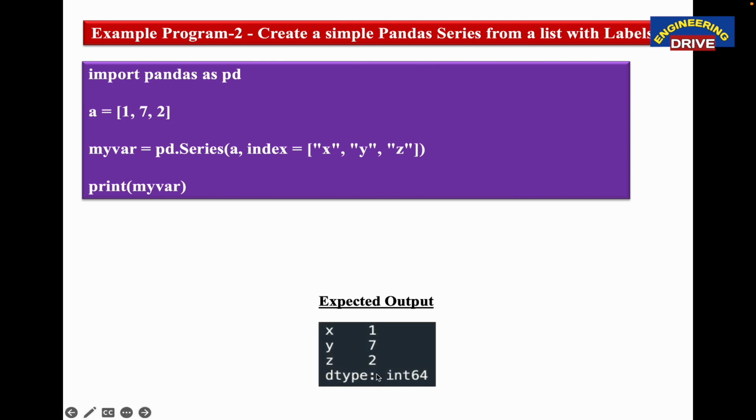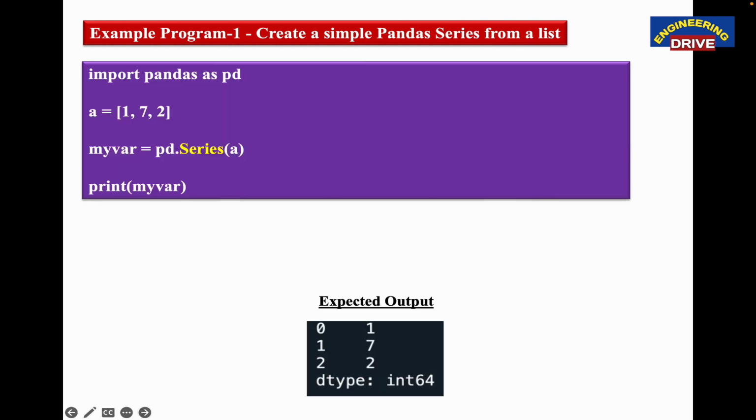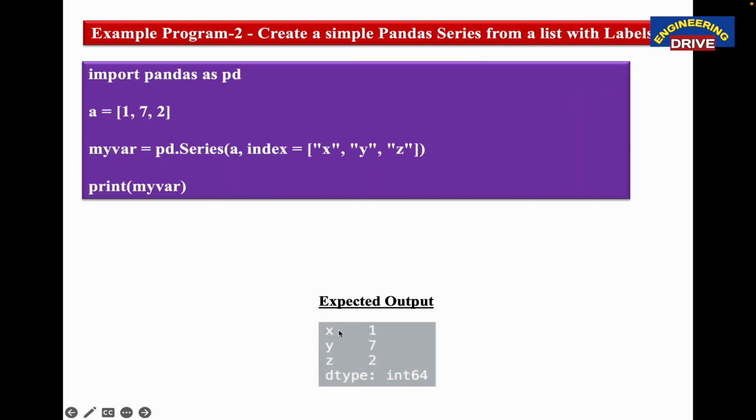So here x, y, z: x position 1, y position 7, z position 2. In the previous program, what output did we get? We got the output 0, 1, 2, because we had not given any user-defined labels. But in this program, as we have given our own labels x, y, z, that's why we got x, y, z as the output. So this is how we can create a simple Pandas series from a list.